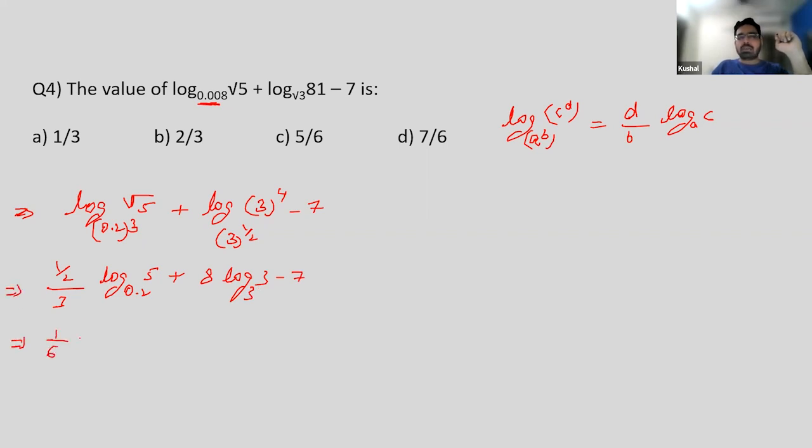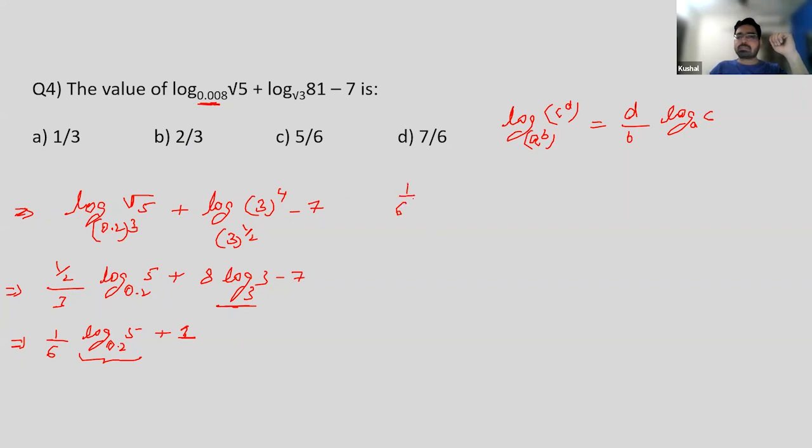We will get 1 by 6 log of 0.25 plus log base 3, which is 1. So 8 minus 7 will also turn out to be equal to 1. Now this is the expression that we have. We have to, of course, remove this log because all of these options which are given to you are numeric values. So we will have to calculate this value. Let's see how we can calculate this as well.